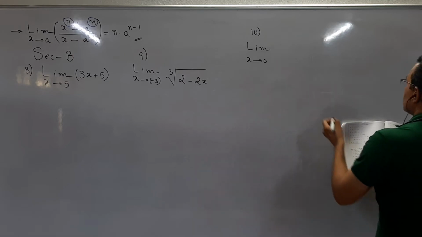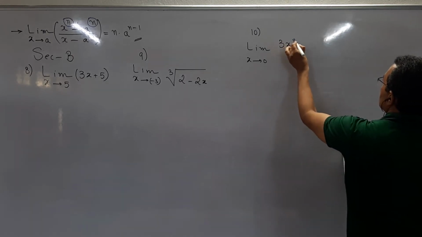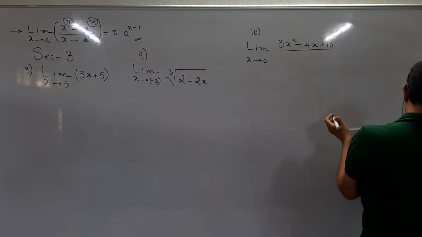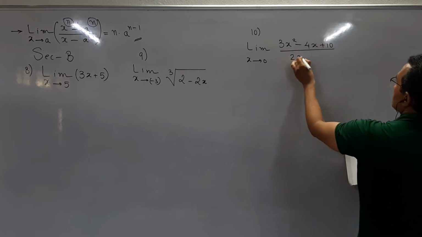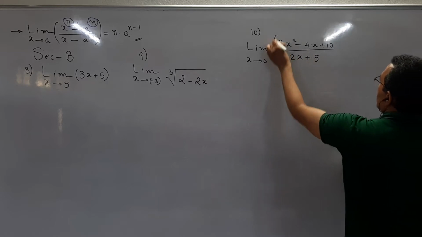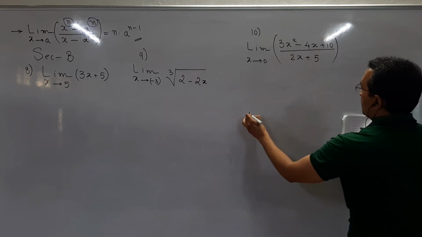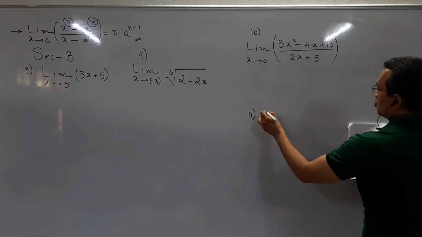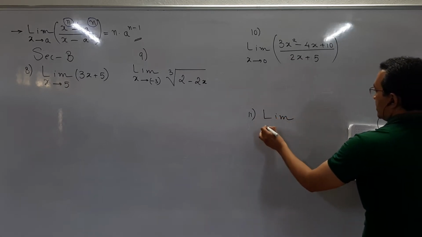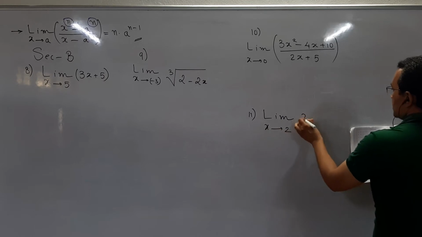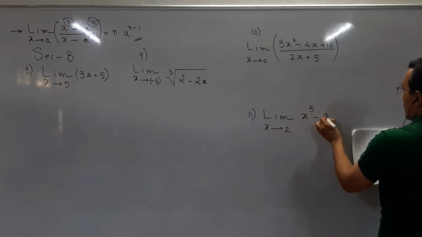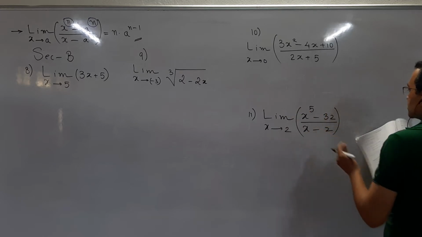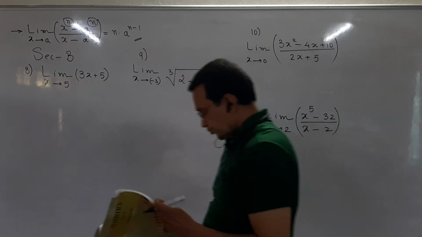3x square minus 4x plus 10 divided by 2x plus 5. Okay. And one more question I am writing. 11th sum. Limit x tends to 2, x raised to 5 minus 32 upon x minus 2.